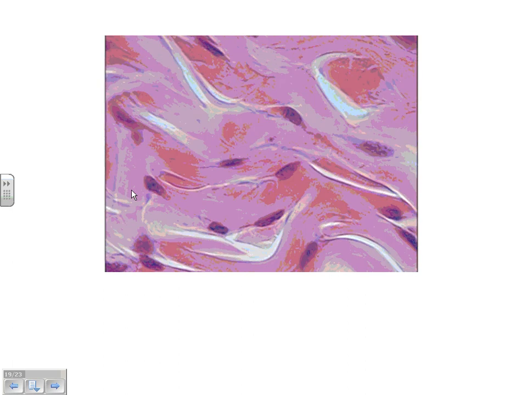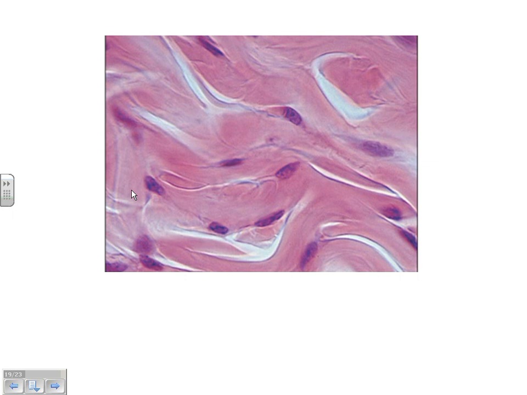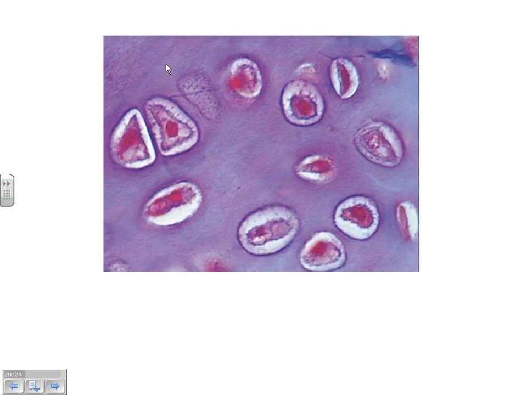All right, what's this? Okay. Dense, irregular, connective tissue. And what's its function? It can stretch in all directions to provide some resistance of stretch in all directions. Good. Where is it found? It's found under the skin. It's the next layer of skin. What's this?